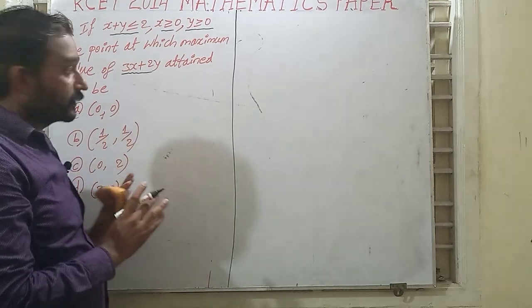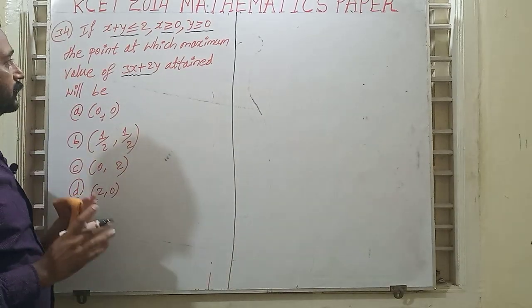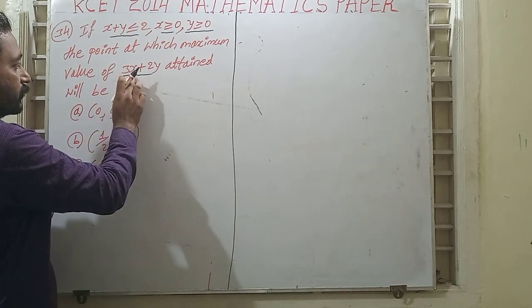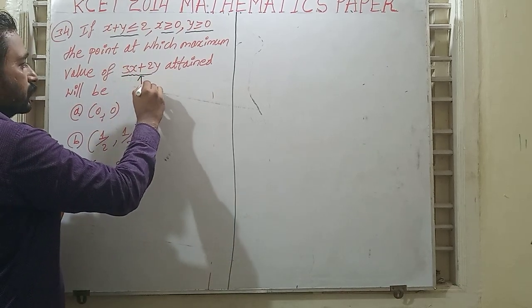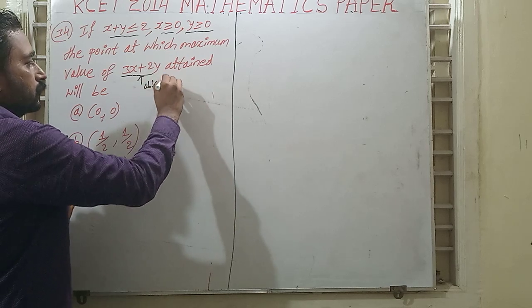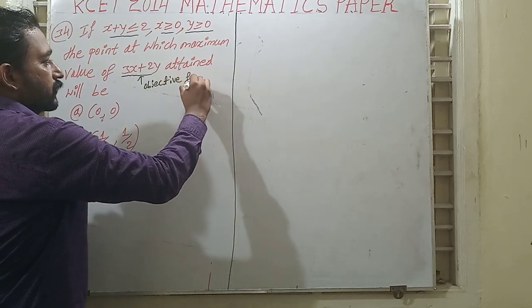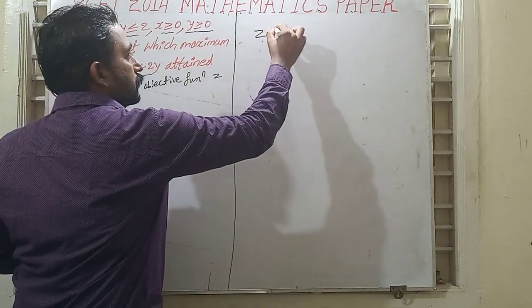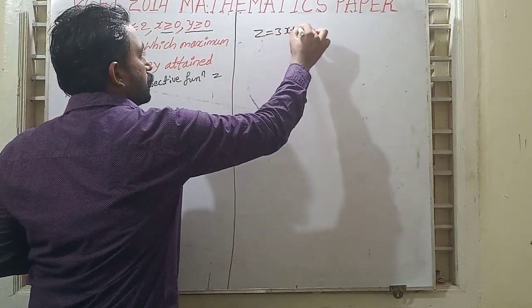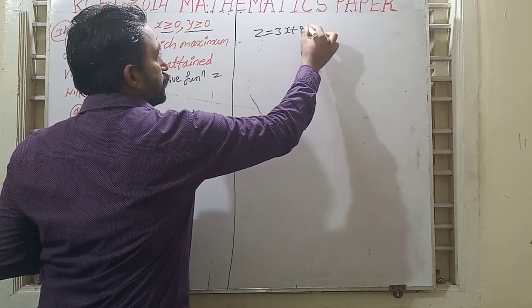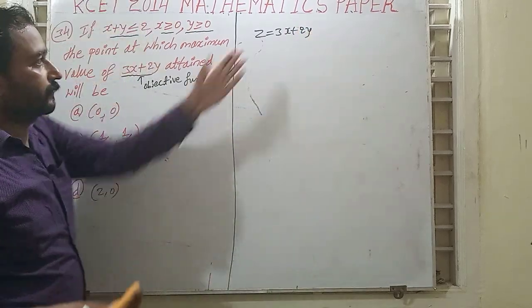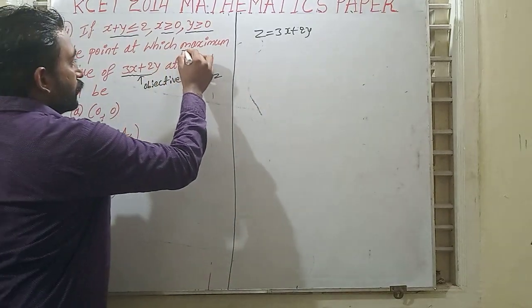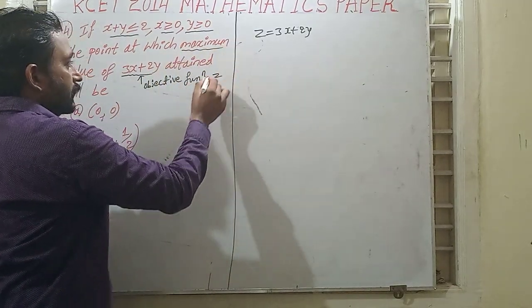Basically this question depends on the chapter LPP, linear programming problem. This is z, the objective function. Here in this case z is equal to 3x plus 2y, which is optimized, either maximum or minimum. So in this case you have to find out the maximum value of z.